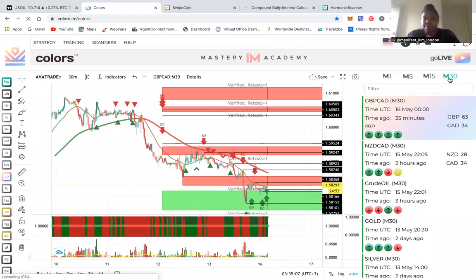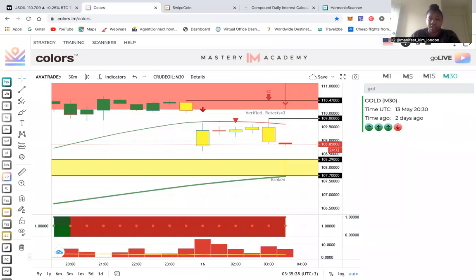For those scalping people, or even if you're a swing trader and you still want to cheat around here, you can come and cheat around here. You come onto the 30, find whatever you want to trade. Let's go and find gold. Let's see what gold is doing. Hold on a second.